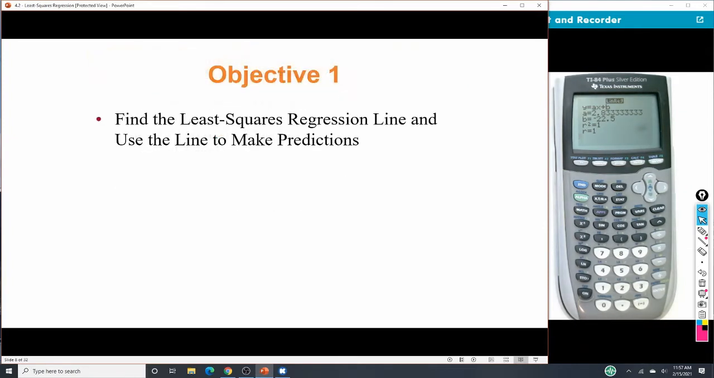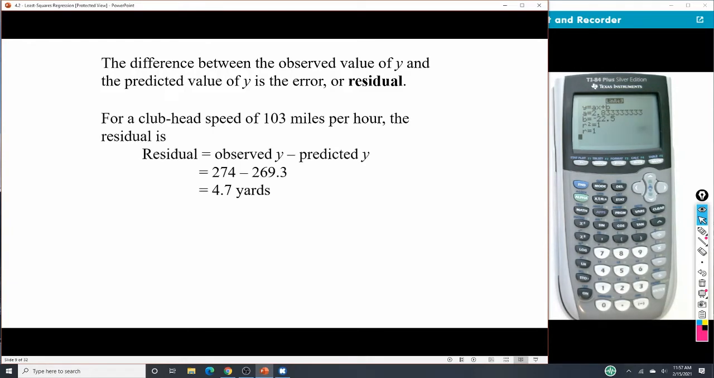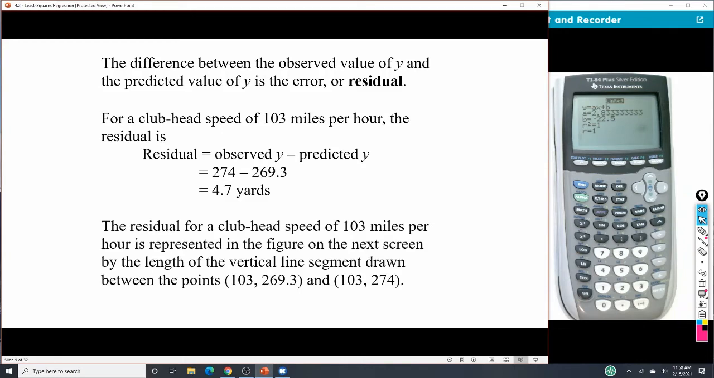All right, so now let's look at finding the least squares regression line, and then use that to make predictions. The difference between an observed value and a predicted value is called the error or residual. So whatever we expect and then what happens, we subtract those 2 things, and that's called the residual. For instance here, if we're looking at 103 and we use that equation that we had earlier, the observed was 274, the predicted was 269.3, so the residual is 4.7 yards.